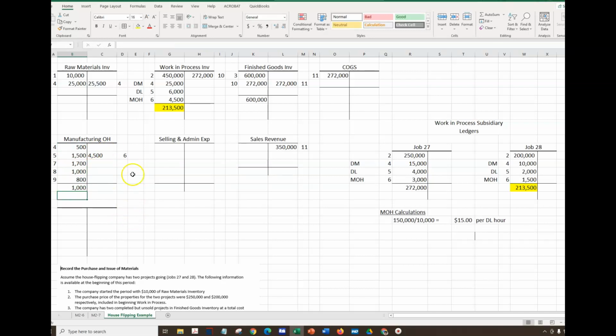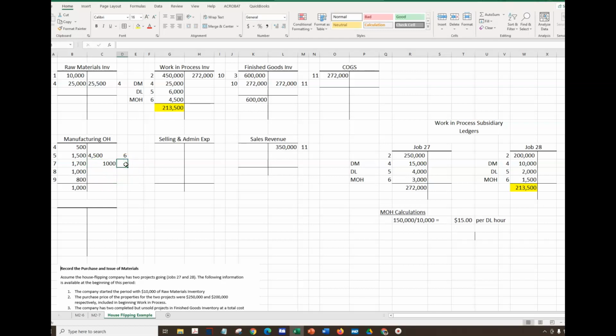So did we over apply or under apply? We under applied because we still have some left in here. We applied $4,500. We should have applied $5,500. And that way, this would be 0, right? The total would be 0. So we have to zero out manufacturing overhead by crediting it for $1,000.